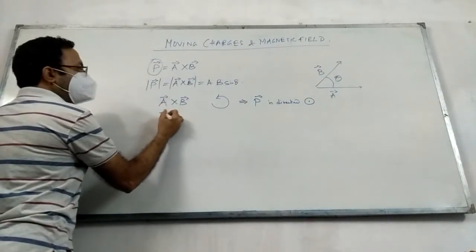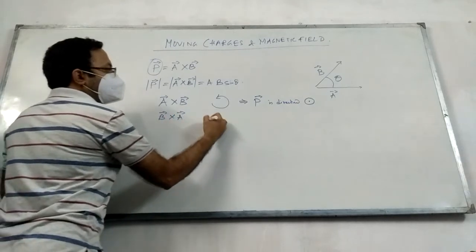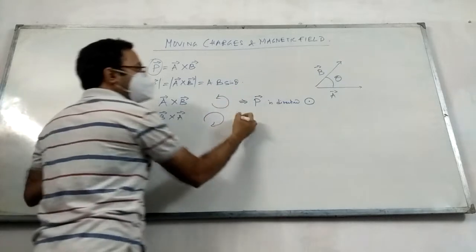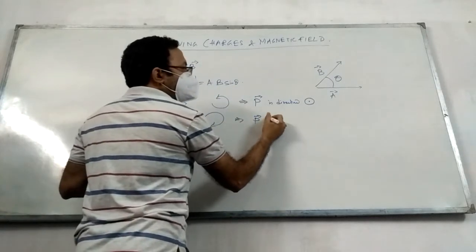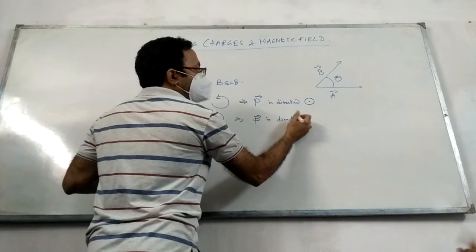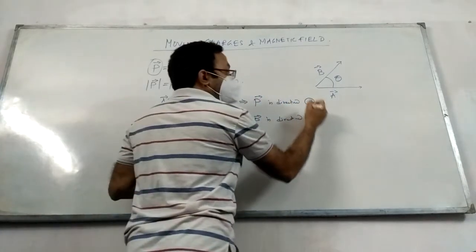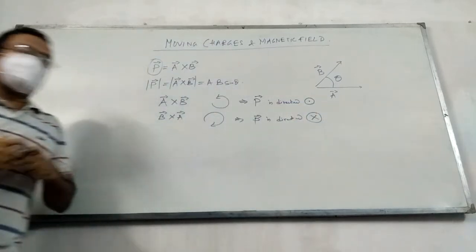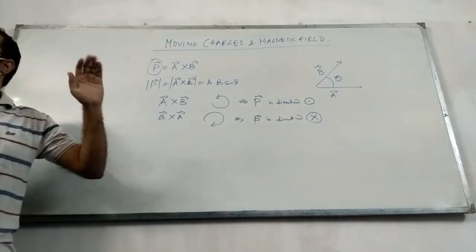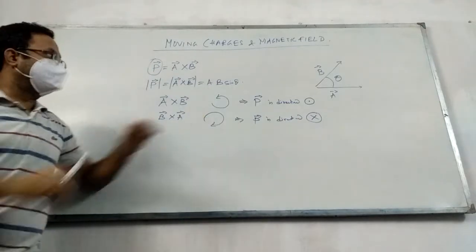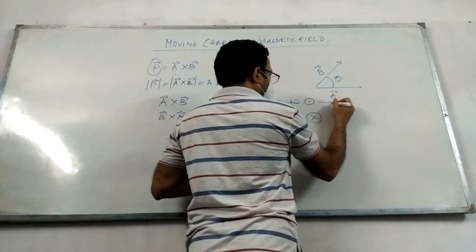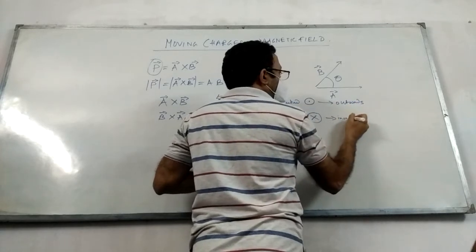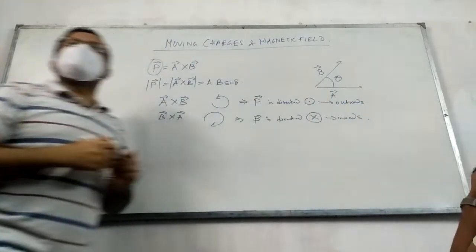And if we do B cross A, that is we are going in this diagram, we are going clockwise. So clockwise if we go, that implies the product is directed inwards. So inwards is denoted by a cross with a circle. Okay? So dot with a circle means outwards, cross with a circle means inwards. Keep this in mind. Okay? Outwards, inwards. এটা কোথা থেকে এসেছে এই সাইন কনভেনশনটা?